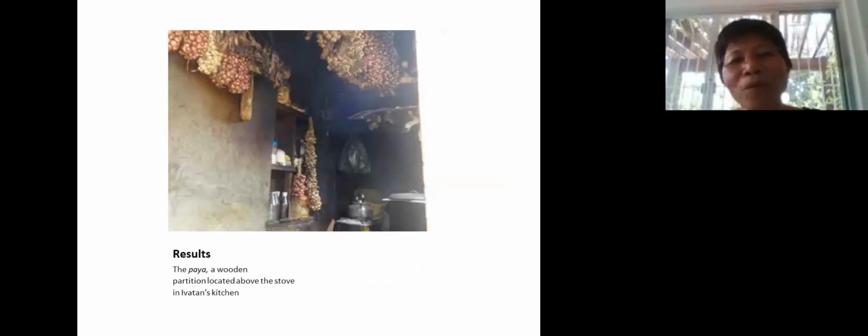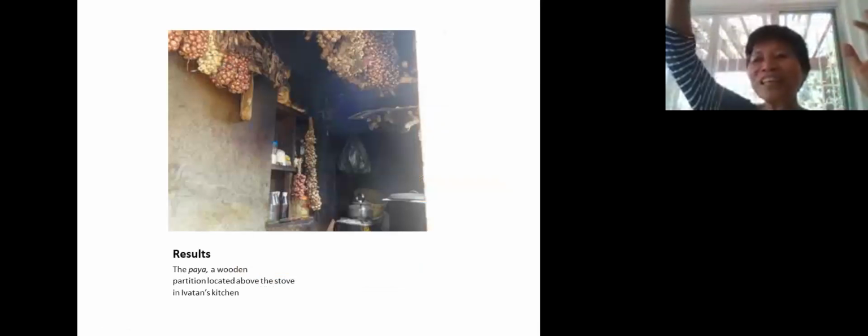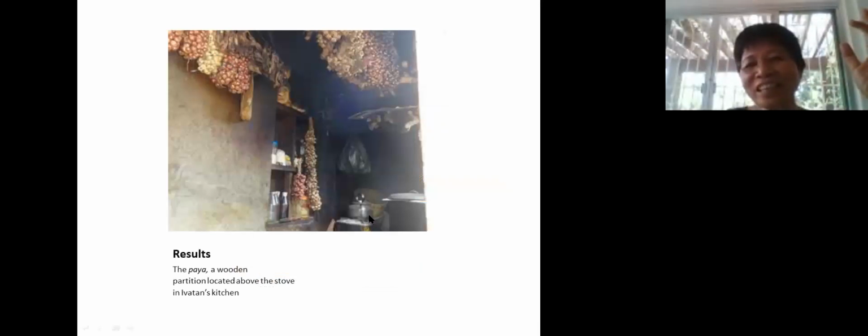These are red onions, which are harvested so that they will have a longer shelf life. They put them on top of their kitchen, where they cook. They hang them there, onions and garlic. They said this is the way to preserve them so that they won't get spoiled. So that's how they hang their onions and garlic, in the kitchen.